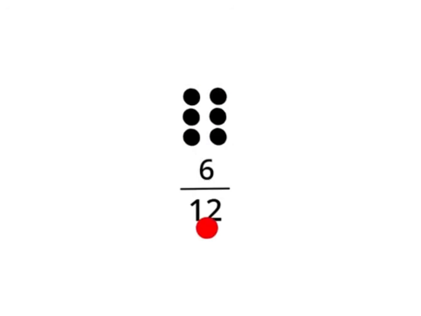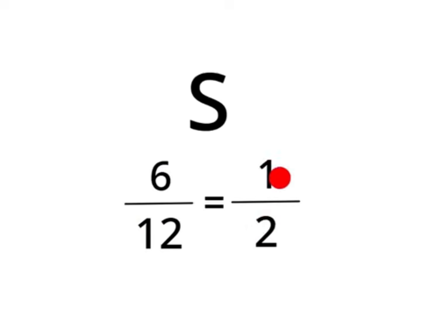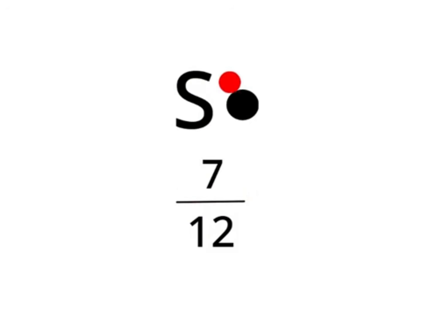6 twelfths is actually not 6 dots. Instead, it's S. We know that 6 twelfths is also equal to a half, so S is also a half, not just 6 twelfths. S and 1 dot is 7 twelfths, S and 2 dots is 8 twelfths, and now we can jump straight forward to I, because I'm guessing you should be getting the pattern from here.